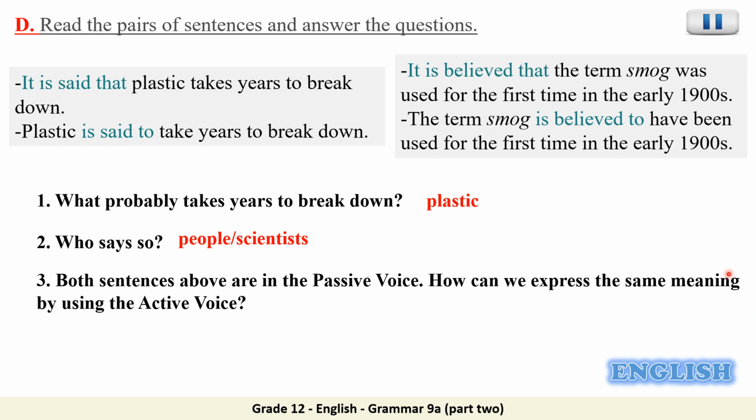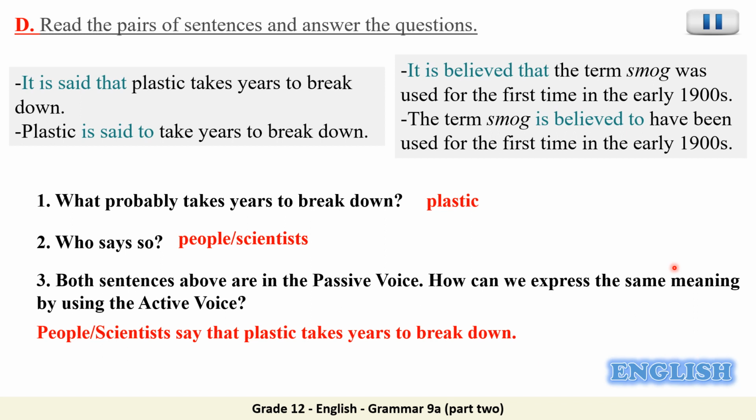How can we express the same meaning by using the active voice? How? People or scientists say that plastic takes years to break down. This is how. It is said by people. So the subject in the active voice is people or scientists. Is said, it is present simple in the passive voice. So when active, it is either say or says. It depends on the subject. People say. Say what? That so and so. So people say that plastic takes years to break down.